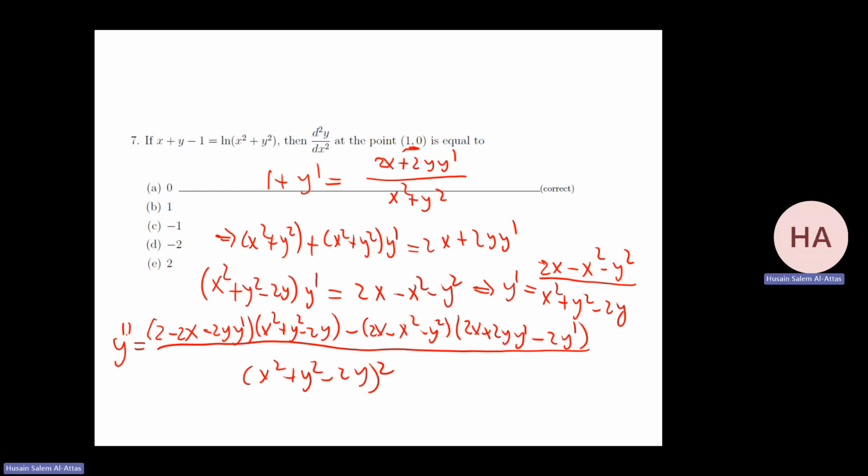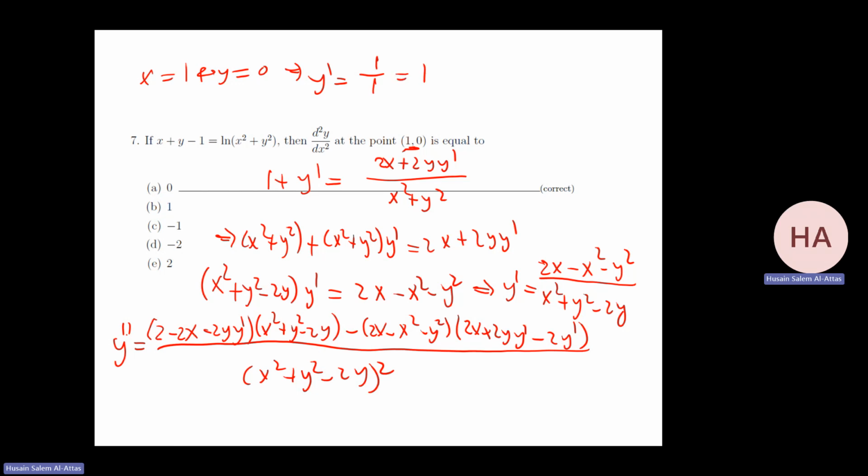Now, if x equals 1 and y equals 0, maybe that will make it easier. So what will be y'? x equals 1 and y equals 0. It will be 2 minus 1, that will be 1, over 1 plus 0 minus 0, that's over 1, so y' equals 1. That will make it easier.